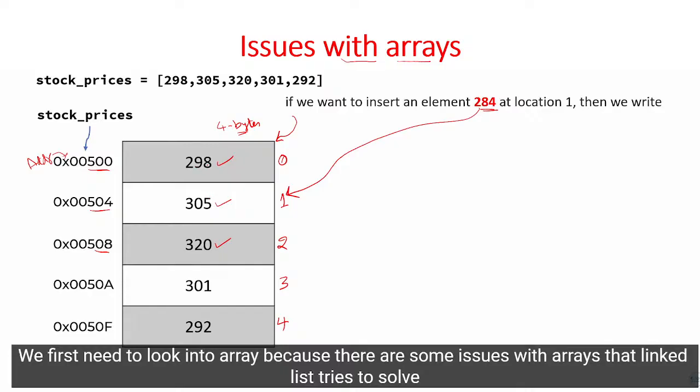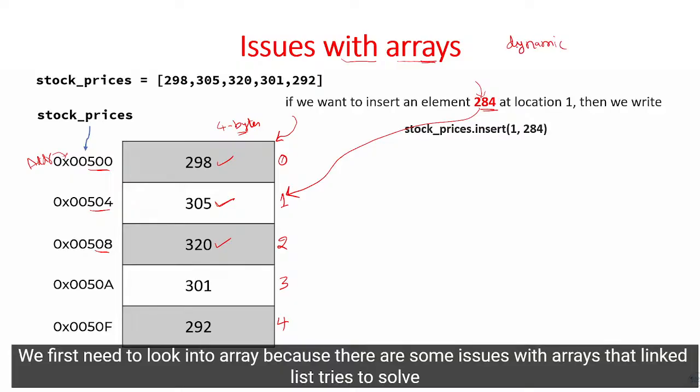That means after 298 the next element should be 284, then the next element should be 305. That way we want to insert this new element. So what we need to do, we'll write it like this: stock prices dot insert 1 comma 284. In Python we know that these arrays are a dynamic list.